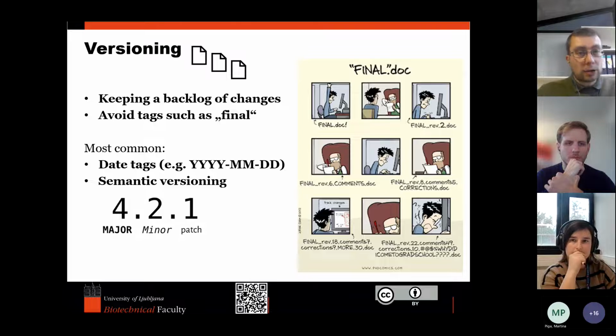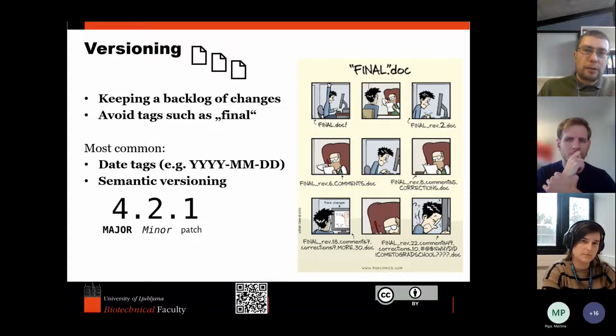But also, while you're handling data, it may be useful to keep different versions, for example, to keep a backlog of changes. And of course, keep these changes in a very nice and structured way, so that they still make sense later on after a while, and you really know what to do with these versions and what happened there.